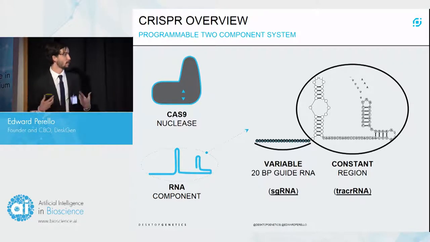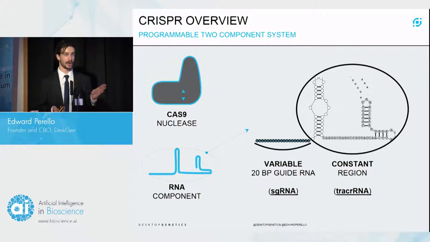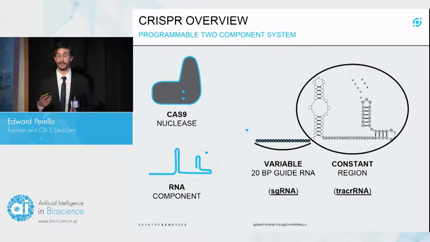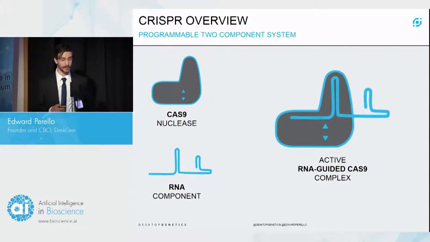Now, these two things complex together to form an active CRISPR molecule. And how it's able to find its target is based on base pair matching of this variable region, which is really where this design comes in. You have to be able to design that guide to target what you want to edit. And of course, there's a problem in that it's only 20 base pairs long. It can bind to other places in the genome, and it also tolerates mismatches. So sometimes it can bind and cut at locations that you didn't intend for it to cut at. So that's the active RNA-guided Cas9 complex.